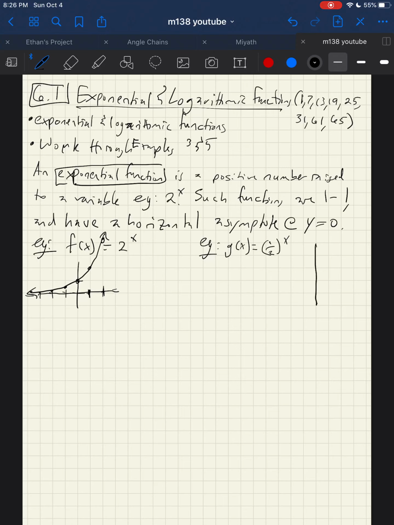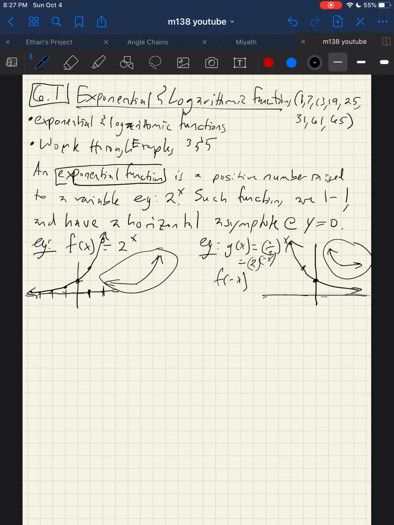Now for f of x equals 1/2 to the x, we're going to see it's exactly the same thing here. This is 2 raised to the negative x. So this is just f of negative x, which, as we should recall, is a horizontal reflection. So it should be here, here, here. It should look like this, right? So if I've got a number that's bigger than 1, it's going to go up to the right and horizontal to the left. If I have a number that's smaller than 1, it's going to go up to the left and horizontal to the right. Okay, that's the basic idea, basic shapes of these things.